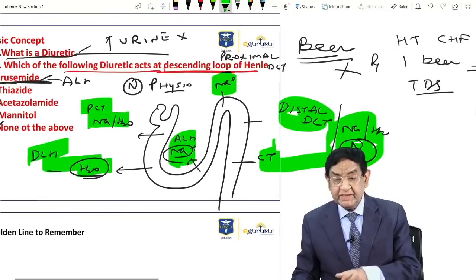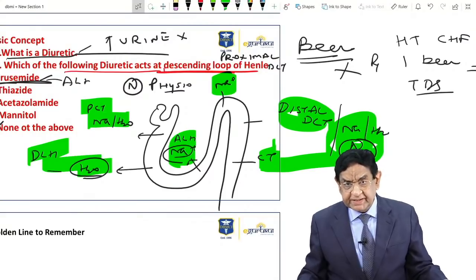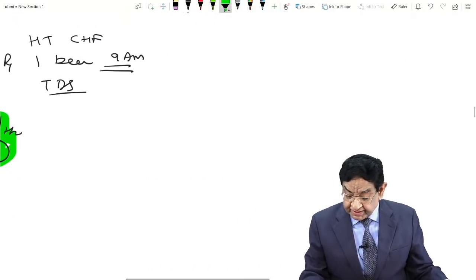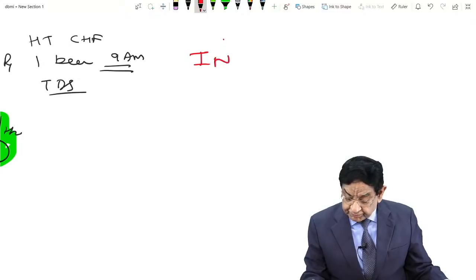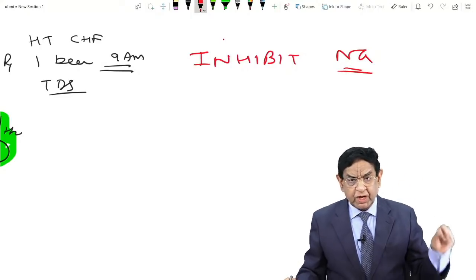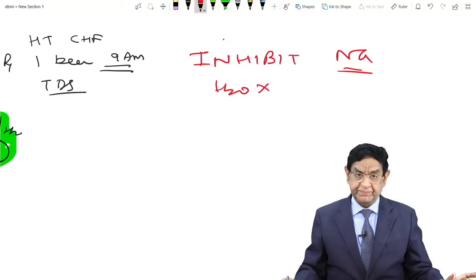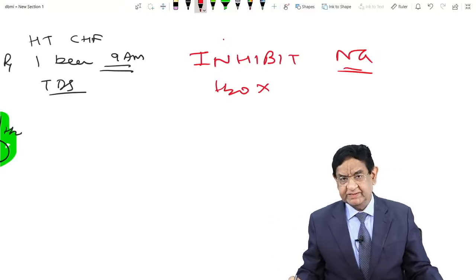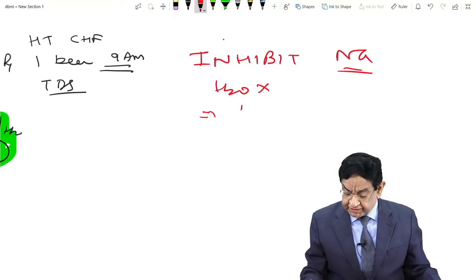So now when we say diuretic, a diuretic is anything... write down the definition of diuretic. A diuretic is a drug which inhibits sodium reabsorption at any part of the nephron. So now if sodium is not absorbed, water will also not be absorbed. Water always follows passively. So sodium not reabsorbed, water not reabsorbed, and that will lead to increased urine volume.